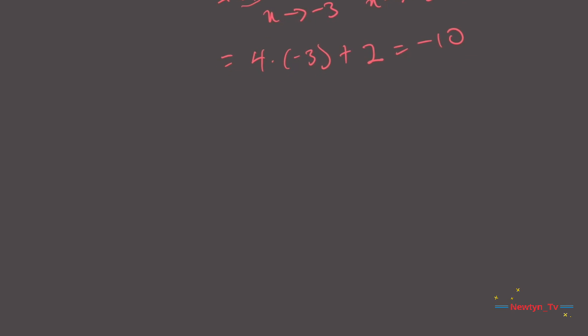Now let's look at Example 2. We have the limit of 2x squared minus 3x plus 1, all over x cubed plus 4, as x approaches 2.